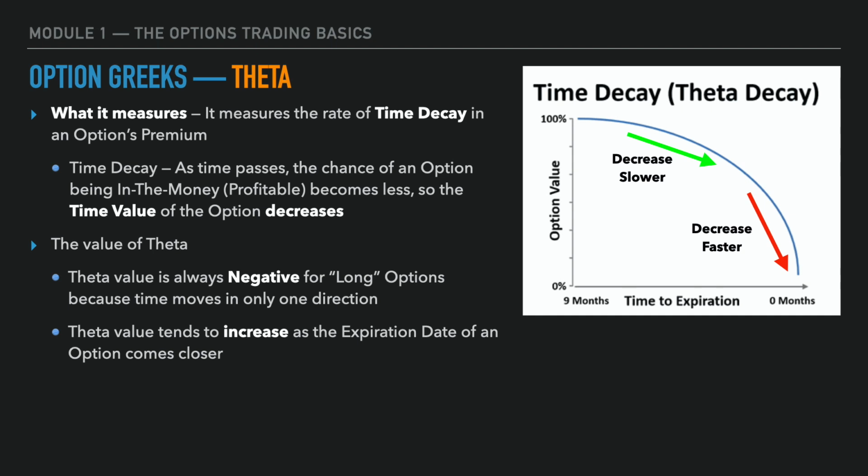Theta value tends to go up when the expiration date comes closer, because as mentioned back in module 1.3, time decay will accelerate when the option gets closer to expiration date, especially in the last 30 days.